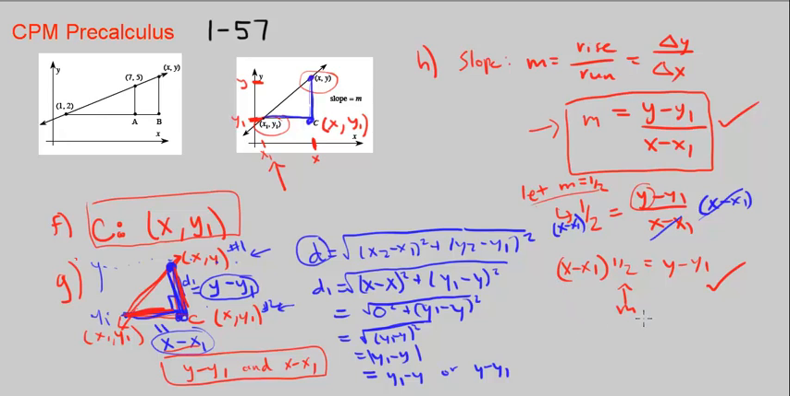Okay, so we're happy with this, and we can review it if we're not. And now we understand how to find the point slope equation of a line. This ends CPM Precalculus Chapter 1, number 57.